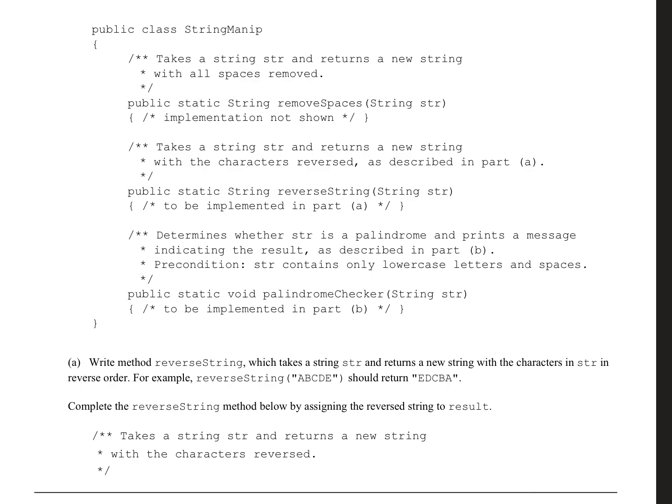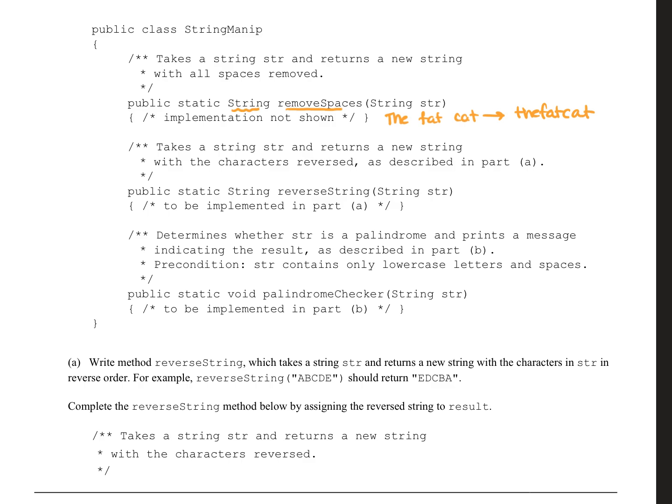This is a logic question, and it is to determine if it's a palindrome. So looking up here, they say we're going to have a string manipulation class, and they are providing us with a remove spaces method. All remove spaces is going to do is remove spaces. So if I had "the fat cat" with spaces in between, it would just remove them. We pass in a string and return a string.